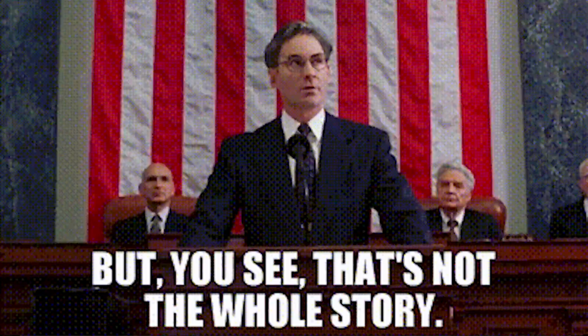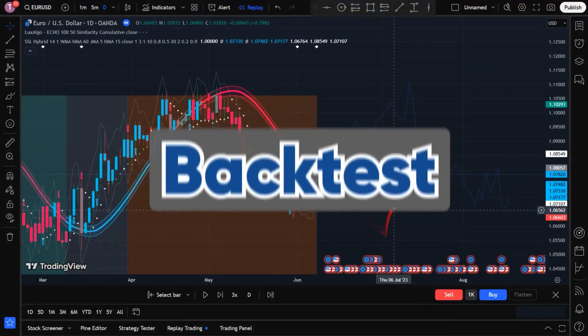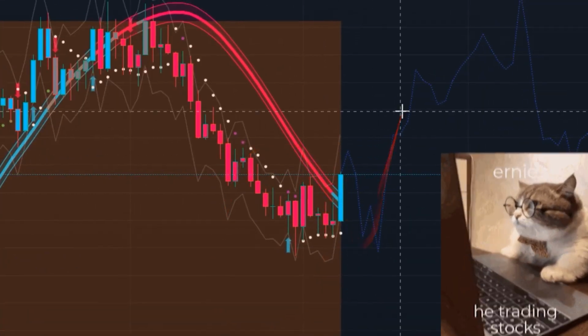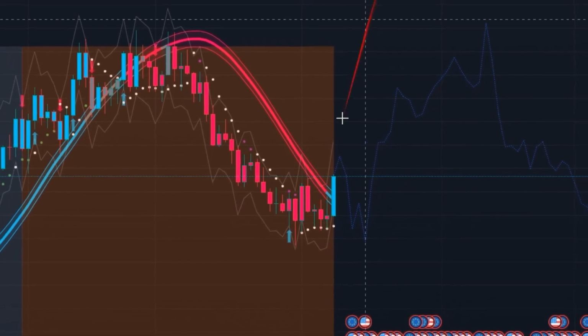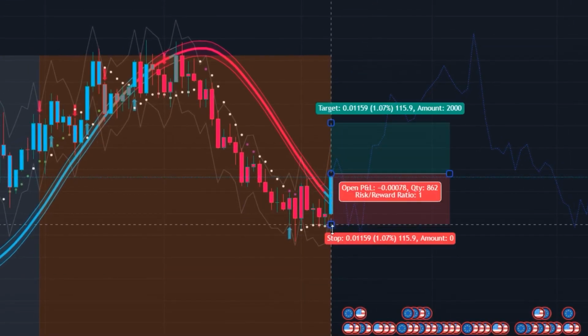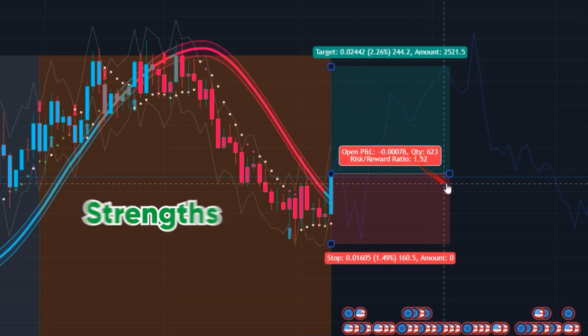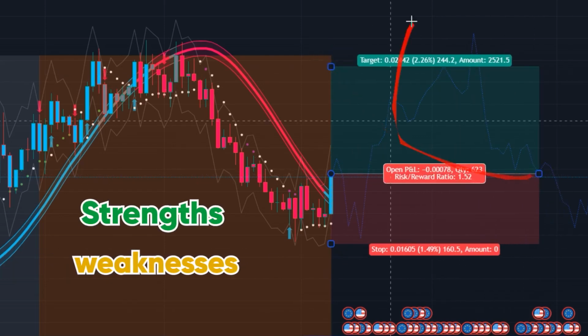But that's not the whole story. It's crucial to backtest any new strategy before using it in live markets. Backtesting means testing a strategy on historical data to see how it would have performed in the past. This helps you identify strengths and weaknesses before risking real money.